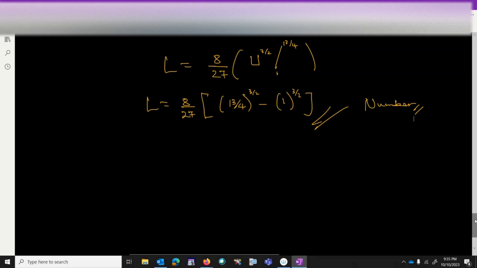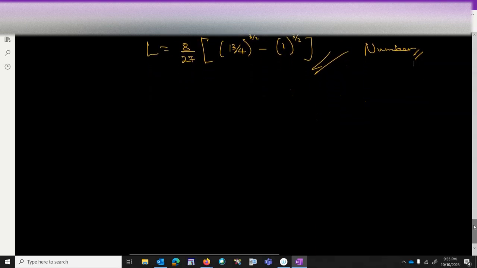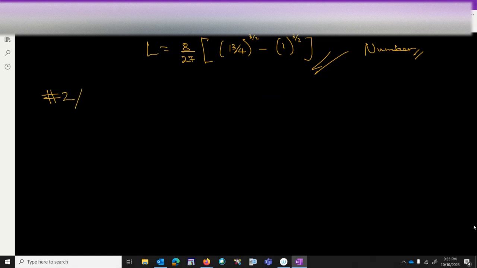All right, let's proceed to question number 2. Still, we are doing the same problem, finding the arc length of a given curve. We're going to follow the same formula, the same procedure, but a different question.